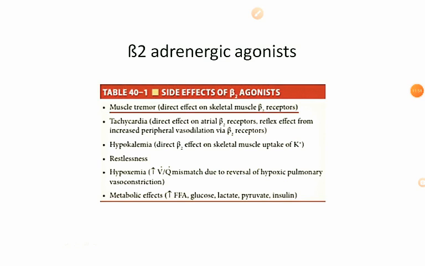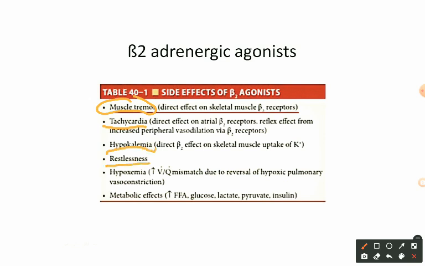So as nurses, we need to be cautious with the different side effects of the beta-2 agonist, either short-acting or long-acting. So what are our side effects? We have muscle tremors. When you see the patient's hand trembling, that's already a side effect. It's because of the direct effect of the beta receptors on the skeletal muscle. We have tachycardia, increased heart rate. We also have hypokalemia.